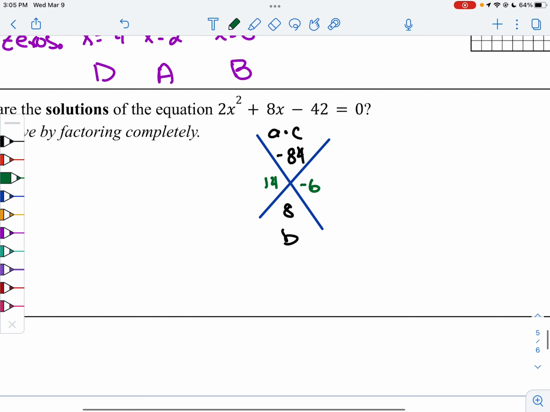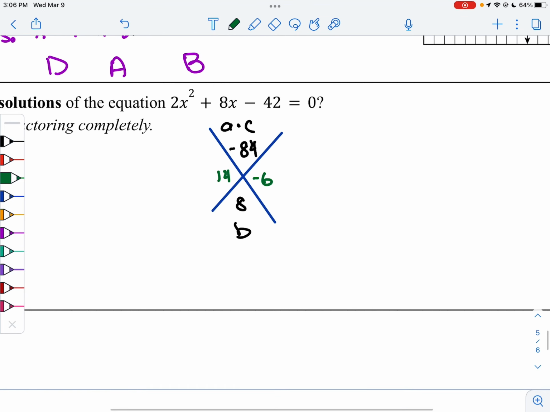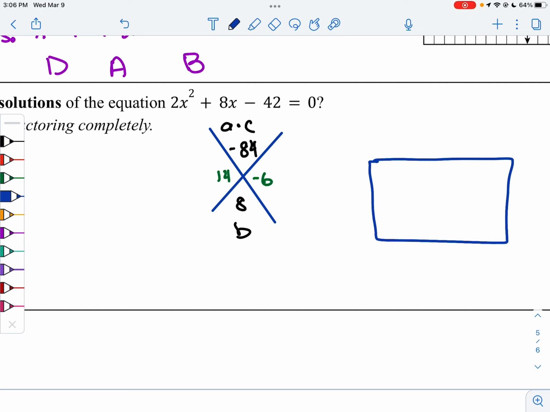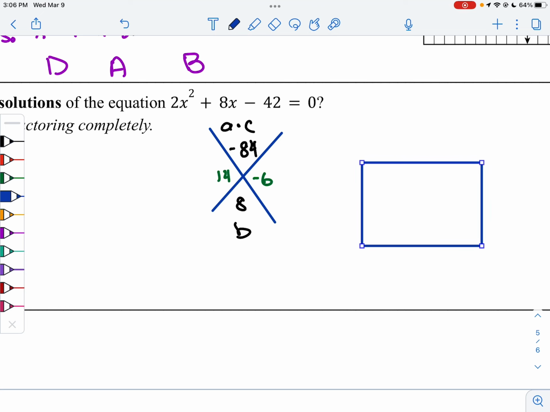So now what changes here, right? Whenever our a is not 1, this turns into the reverse box method. We only have to do diamond method when our a value in front of the x squared is 1, but when our a value is not 1, we have to do reverse box. So the 2x squared goes in this box, the negative 42 goes in this box, and it doesn't matter which one I put where. I'll put 14x there and negative 6x here.